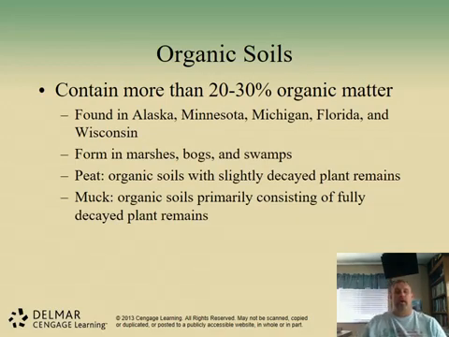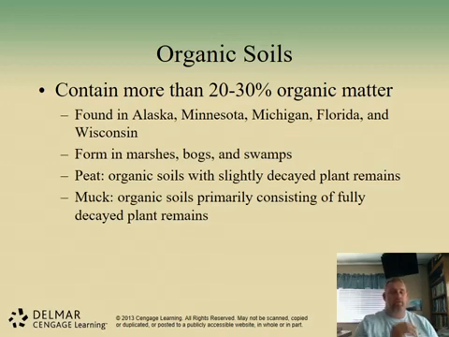So when you're talking about something that is considered an organic soil, this is a soil that contains more than 20 to 30% organic material. Most often they're found in Alaska, Minnesota, Michigan, Florida, or Wisconsin. And these are formed from old marshes or bogs where there's a lot of plant material that piles on and piles on and just continues to build and build, and keeps that organic material in the soil.